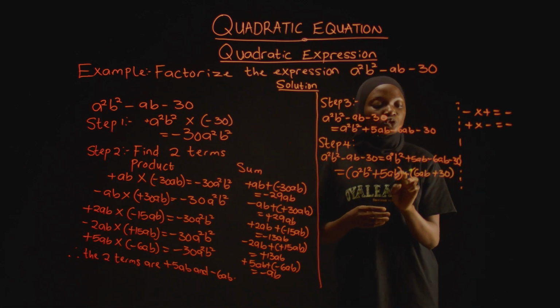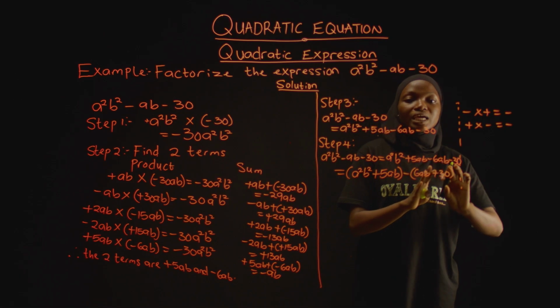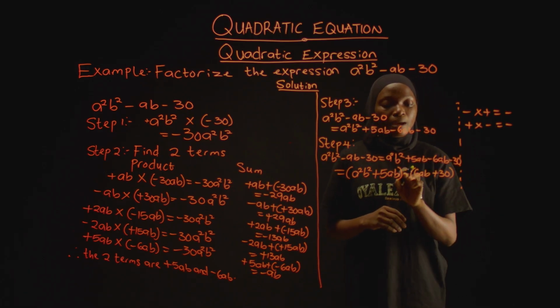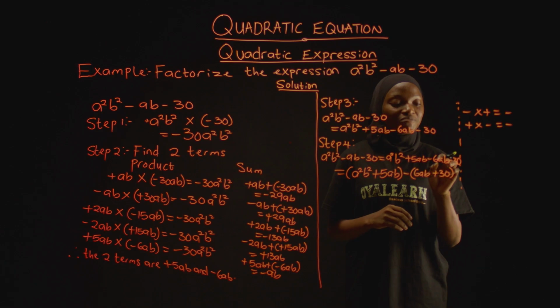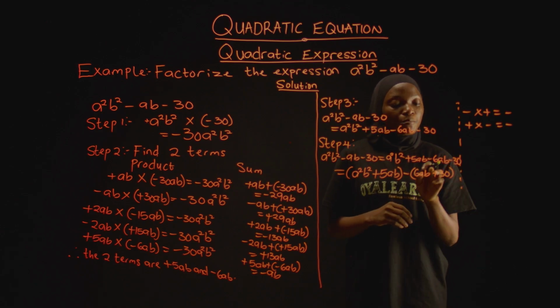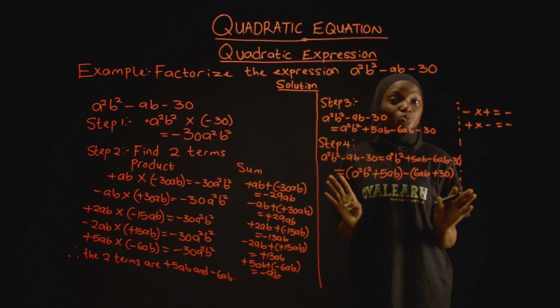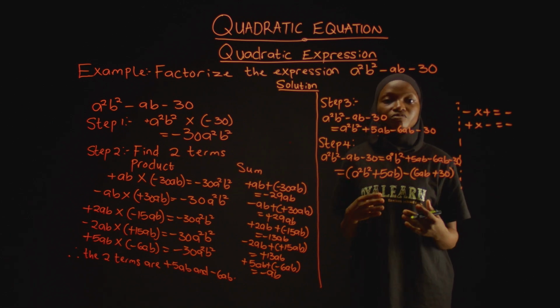Why? Because by the time we multiply this bracket, we'll be having back minus times 6ab, we have minus 6ab. Minus times plus, we'll have back minus, then 30. But if you have put minus, that means you have changed the equation, which is not what we want to do. We are just trying to simplify it.